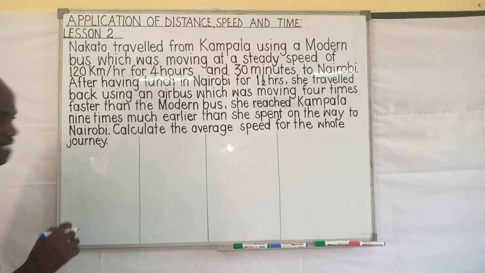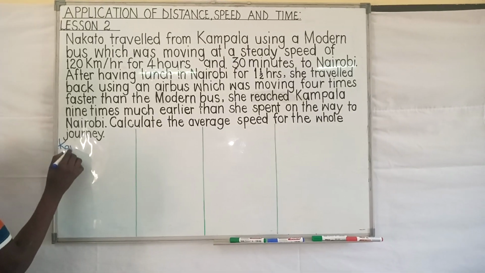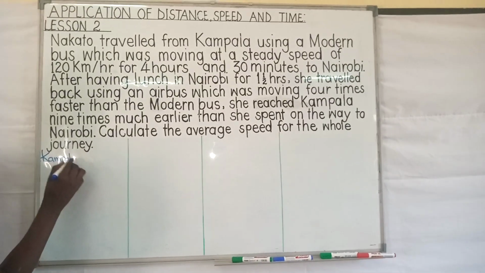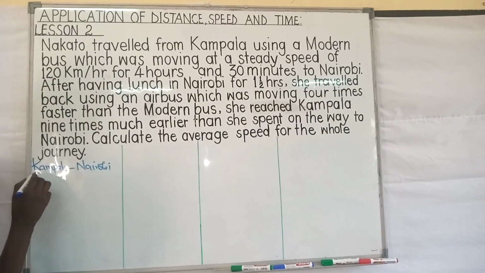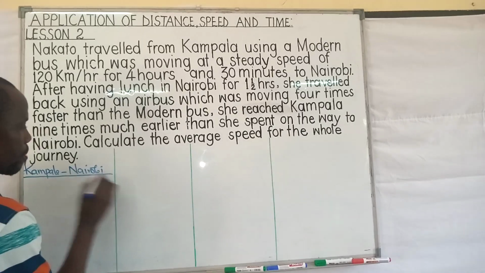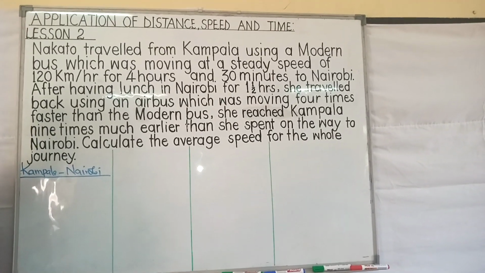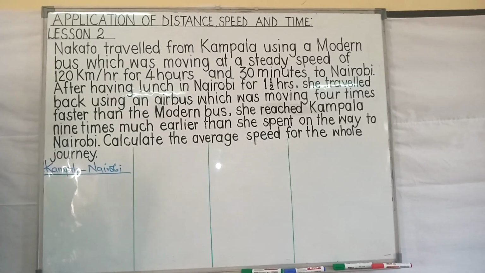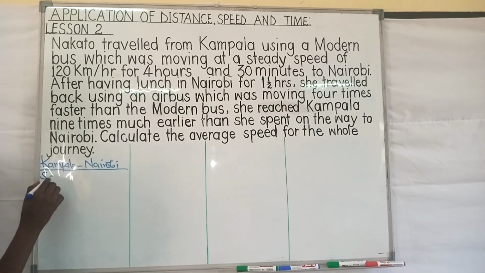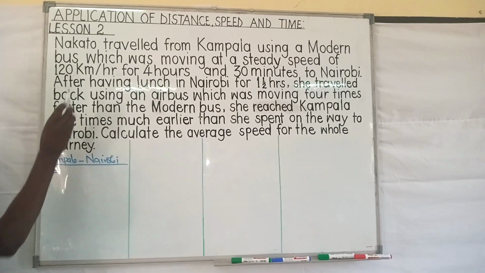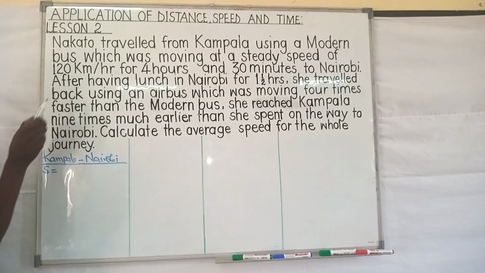Step number 1, we begin by getting the distance covered by the modern bus. That is a to journey, from Kampala to Nairobi. We are going to get the distance from Kampala to Nairobi. And how do we get it? We need the speed. What is the speed? The speed is here.